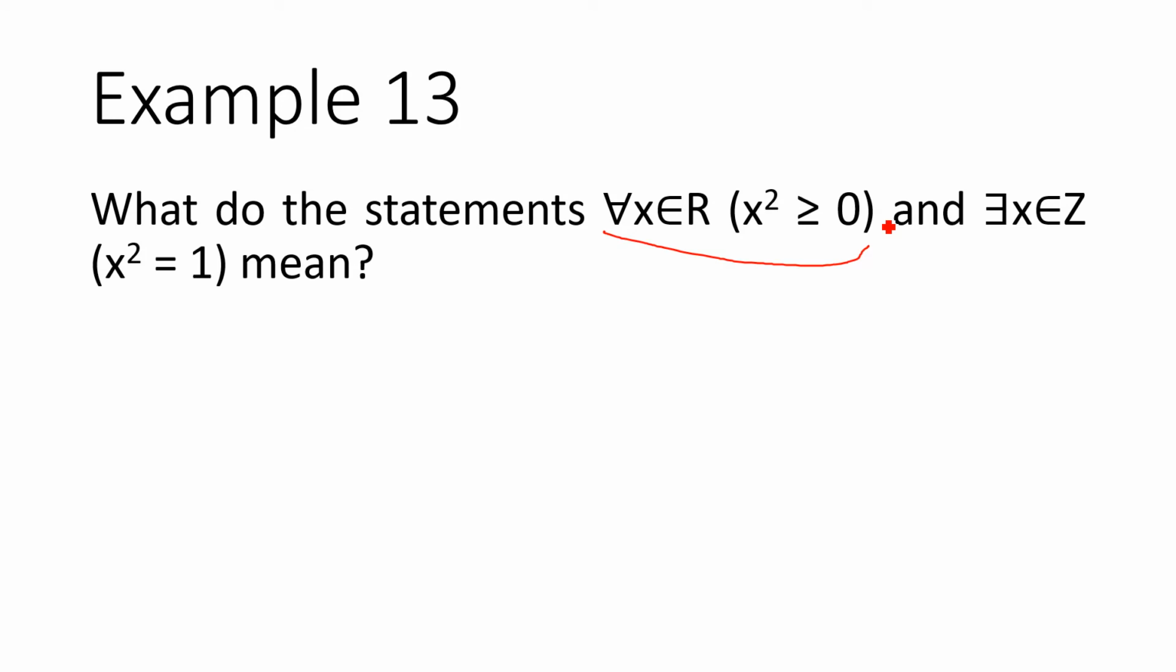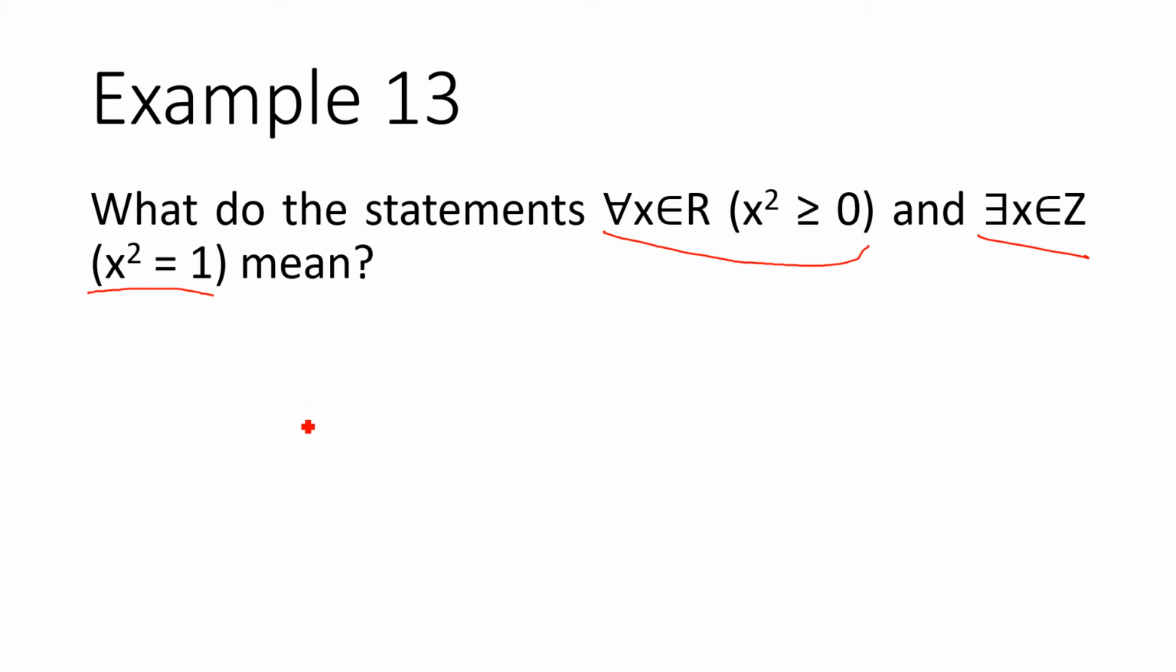The second statement states that there exists an integer x such that x squared is equal to 1. This statement can be expressed as there is an integer whose square is 1. This is also a true statement because x equals 1 is such an integer, as is negative 1. So that means that all these statements are true.